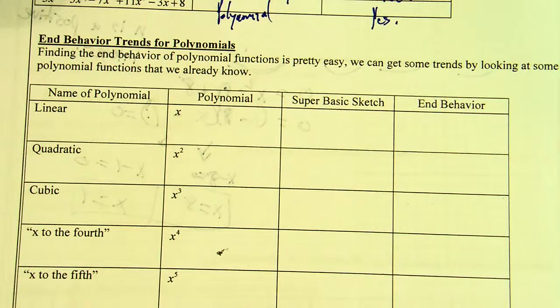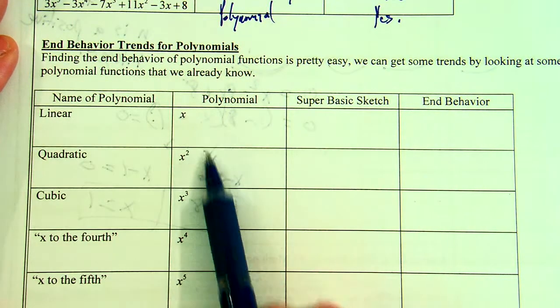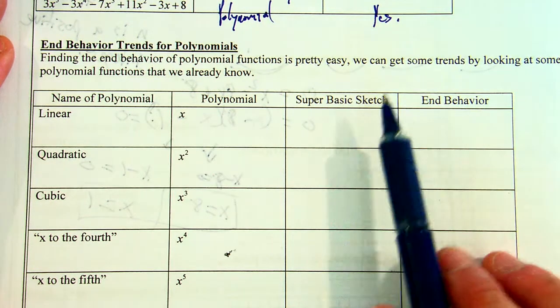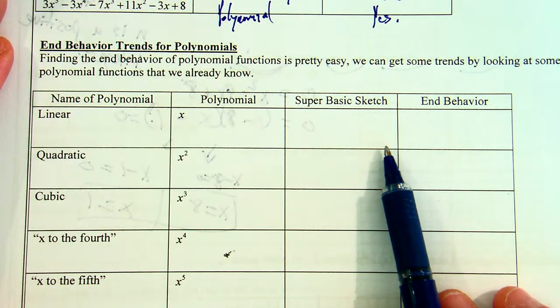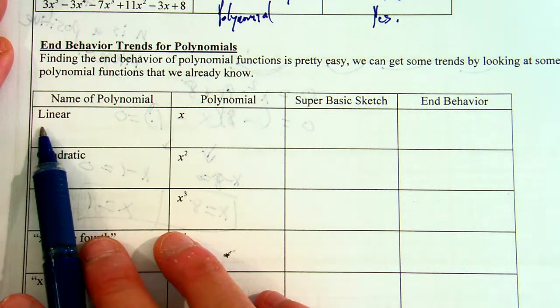So here we are, we're looking at the end behavior of polynomials. What we're going to do is, I've listed here basic polynomials. We're going to do a super basic sketch, like super basic. And then you're going to see the end behavior. That's basically what's happening with the arms. Okay? So here's a linear.